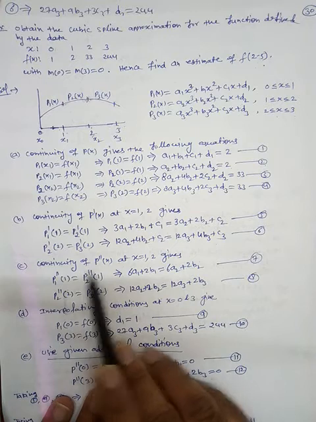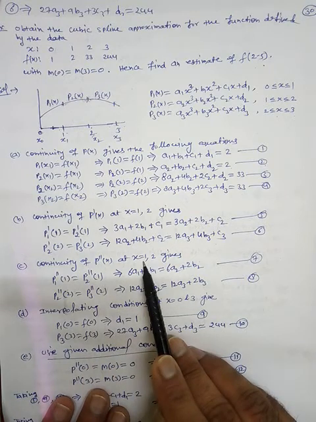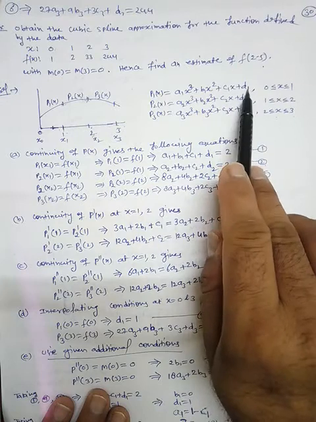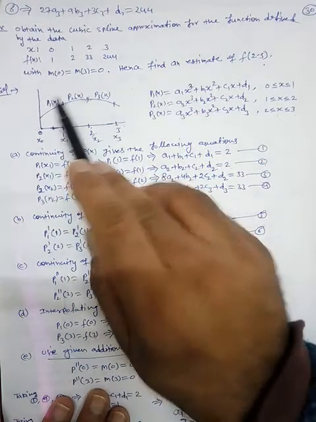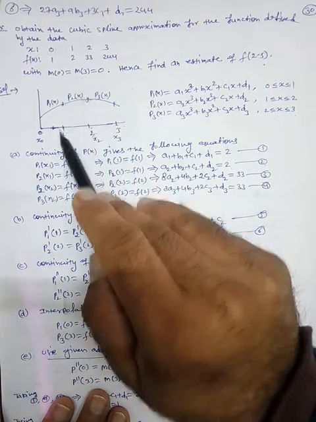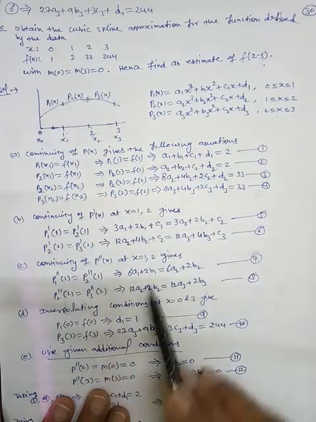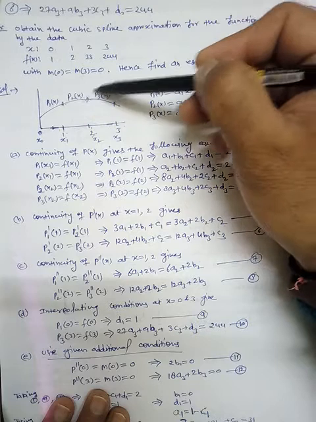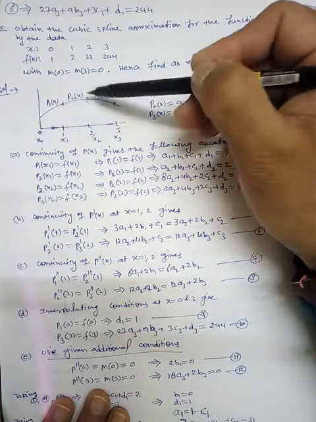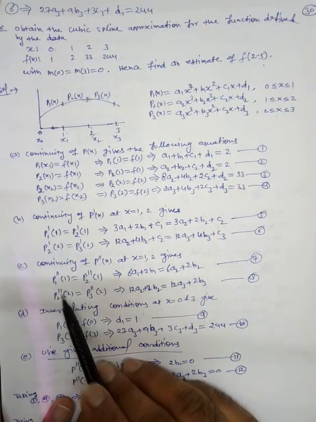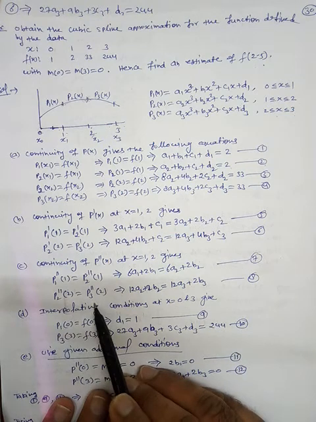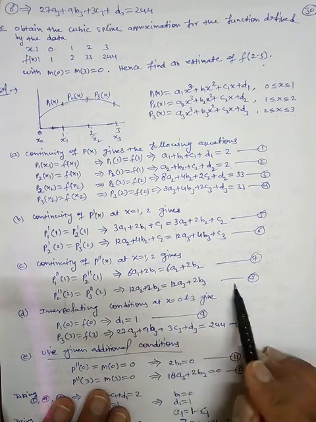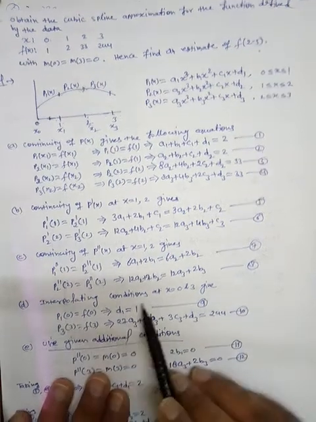Now the continuity of the second derivative at points 1 and 2. So just again differentiate this 2 times. So the second derivative of P1 is equal to the second derivative of P2 at point 1. This implies this equation. Similarly, the second derivatives of P2 and P3 both are the same at this point. Hence we have P2 second derivative at 2 is equal to P3 second derivative at 2. And this implies this equation. Eighth equation.